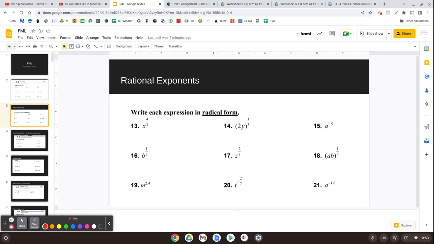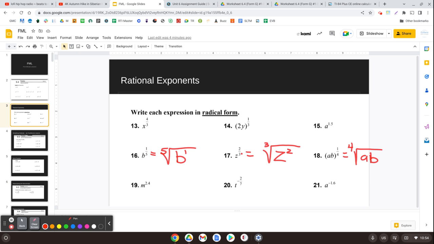So when we get to these, well, this is just the same thing as the fifth root of b to the first. You can have b to the first if you want. And this, well, remember, the bottom goes on the outside. So this is the cube root of z squared, and this would be the fourth root of a times b.